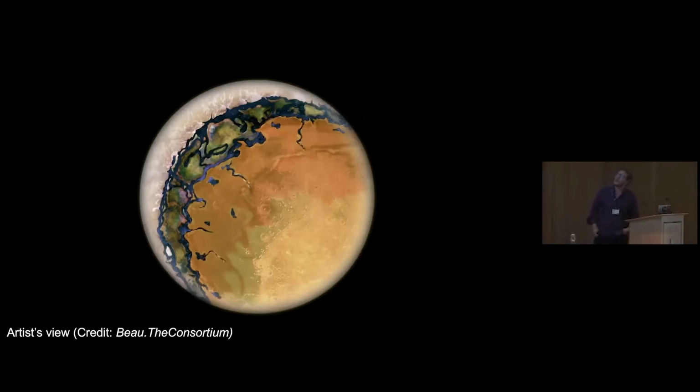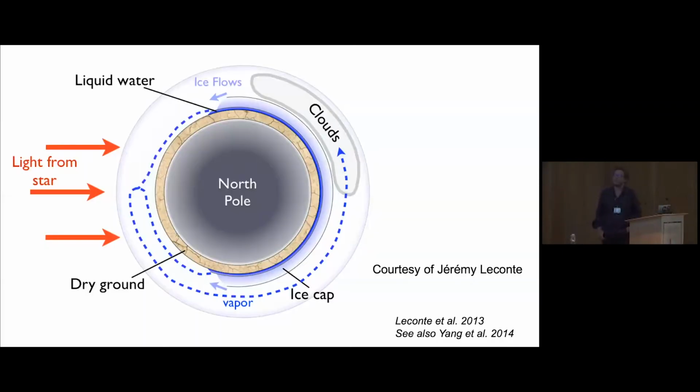This one was pointed out first by Jérémy Leconte in his 2013 paper, where he actually showed using GCM simulations that at the edge of the glacier, you may have a stable cycle where the ice flows and you produce some liquid water. The liquid water evaporates quickly, goes back in the atmosphere, and then migrates back on the night side of the planet, accumulating on top of the glacier. And you can actually show with GCM simulation that this kind of climate can be stable.